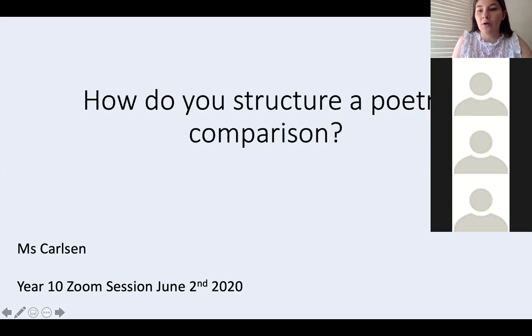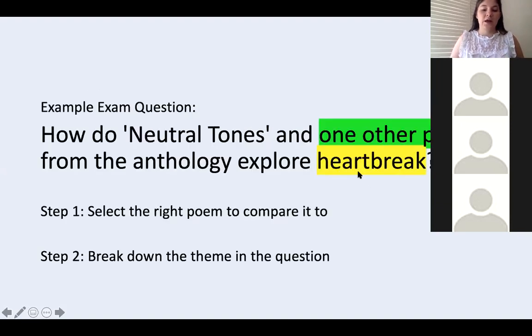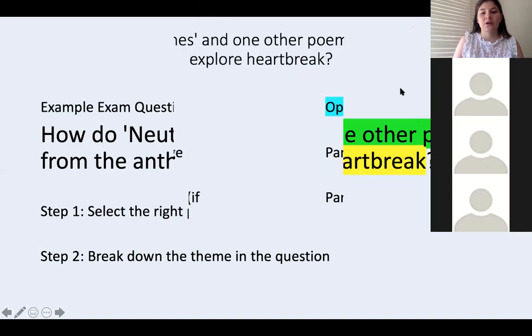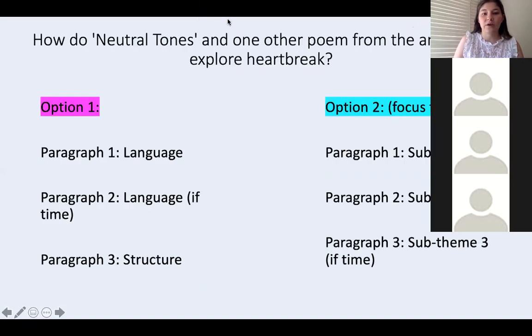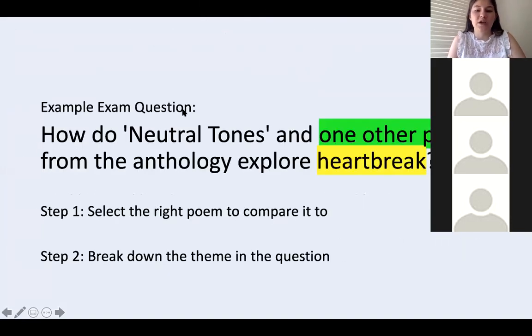All right, so how do you structure a poetry comparison? We are going to look at an example question so that we are all on the same page of what we are doing. Let me just add some people. Okay, so we're going to look at an example that I did with my class, which is how do Neutral Tones and one other poem from the anthology explore heartbreak? Now, we're not going to be writing it, but we will look at step by step how to go through it. And we will look at a few examples at the end from some of the students who have written responses to this, okay?